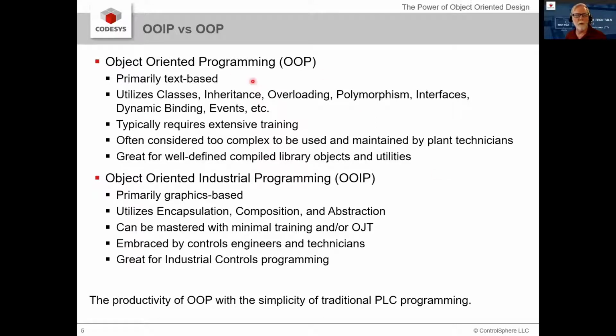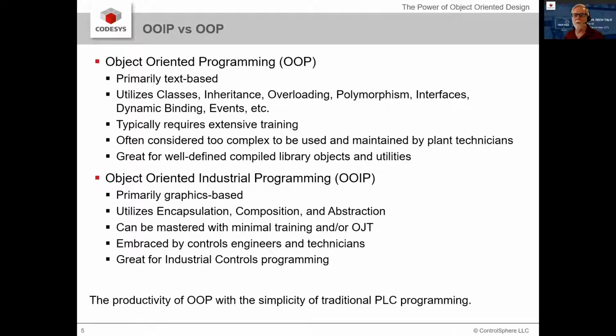So anyway, traditional object-oriented programming is text-based: C++, C#, Java, Python, those types of things. Again, it uses all these features and functions at its disposal. It typically requires quite a bit of training. You're typically going to have a 4-year computer science degree to really master object-oriented programming. And I find plant managers often consider it too complicated for their plants, too complicated for their plant technicians or electricians to understand, modify, and maintain. But it is great for libraries.